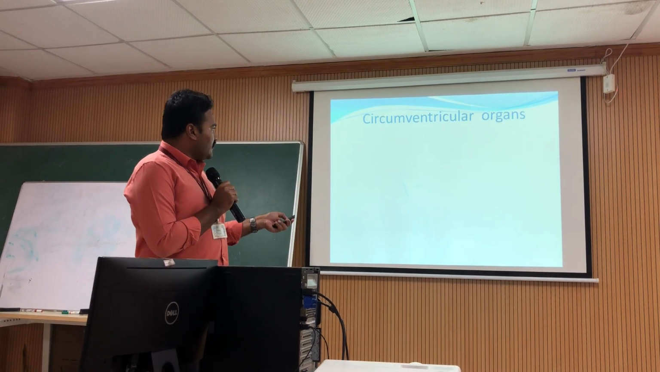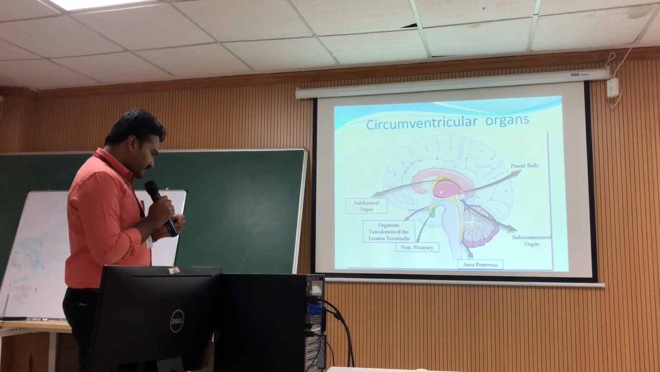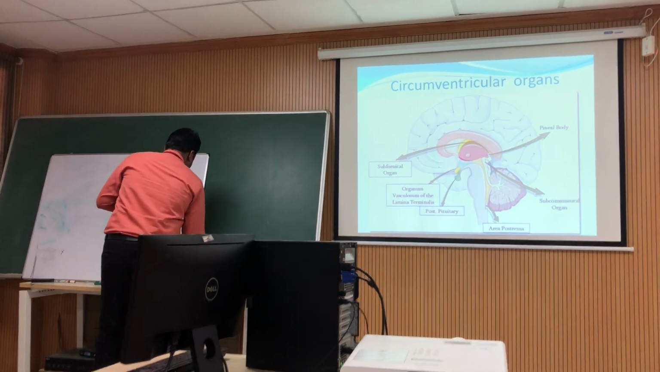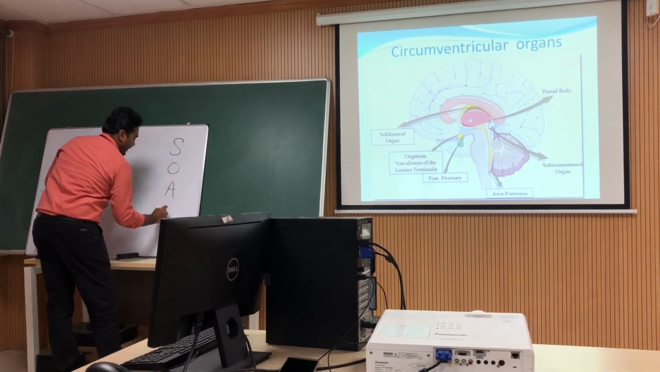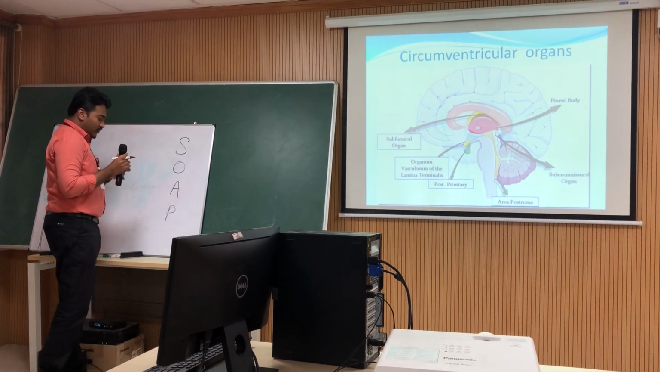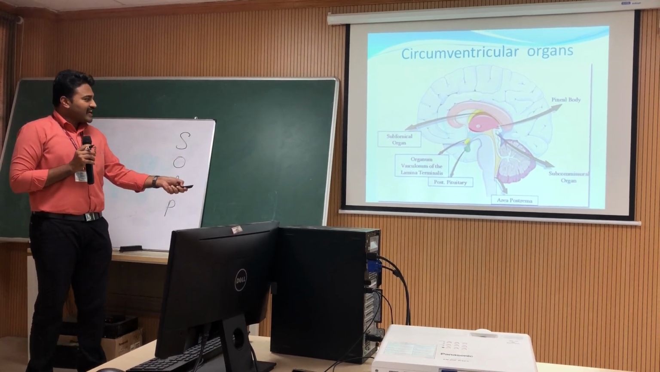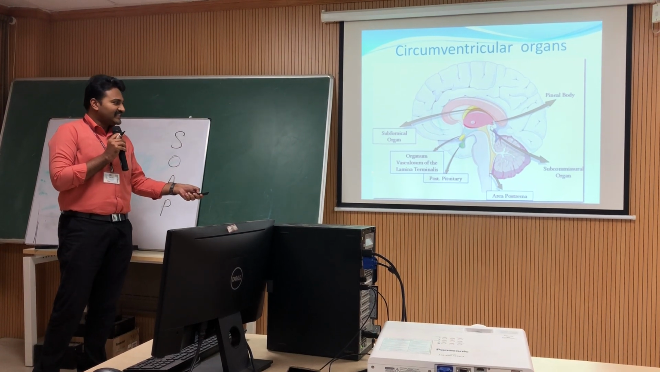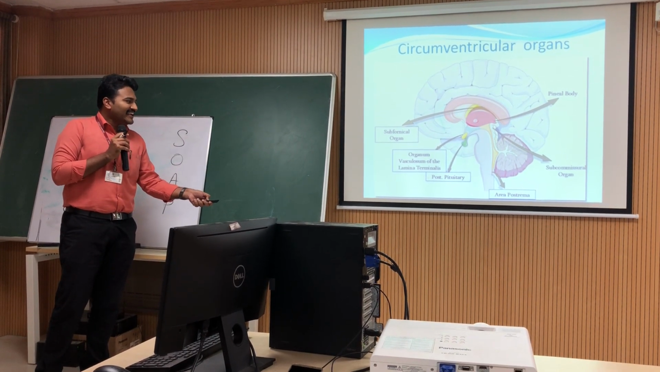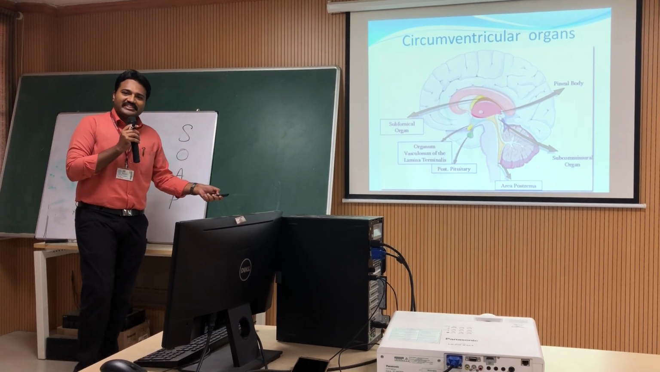Fine. So I always give a mnemonic for these circumventricular organs. You can just see here. The easy mnemonic here will be SOAP. S-O-A-P. S stands for the subfornical organ, O stands for organum vasculosum of the lamina terminalis, A stands for area postrema, and the last one, P, stands for posterior pituitary.